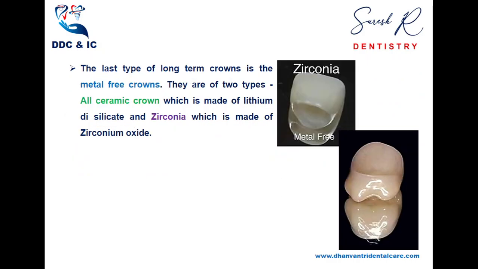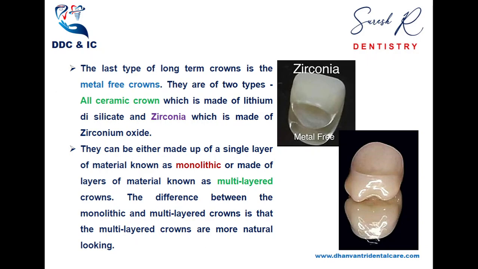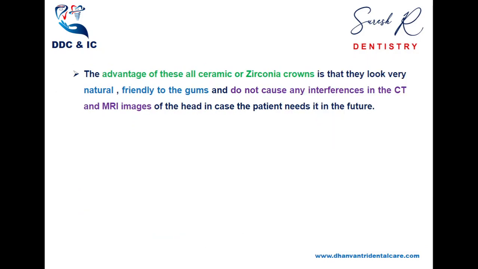The last type of long-term crown is the metal-free crowns. They are of two types: the all ceramic crown, which is made up of lithium disilicate, and zirconia, which is made up of zirconium oxide. They can be either made up of a single layer of material, called monolithic crowns, or made up of multiple layers of material, called multi-layered crowns. The difference between the monolithic and multi-layered crowns is that the multi-layered crowns are more natural looking. The advantages of these all ceramic or zirconia crowns is that they look very natural, they are friendly to the gums, and they do not cause any interference in the CT scan and MRI images of the head in case the patient needs it in the future.